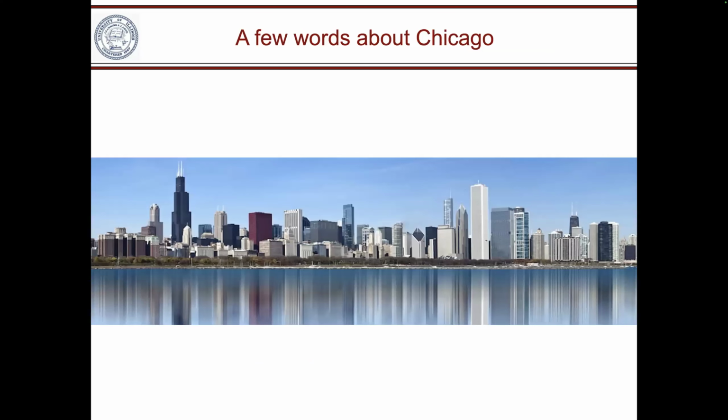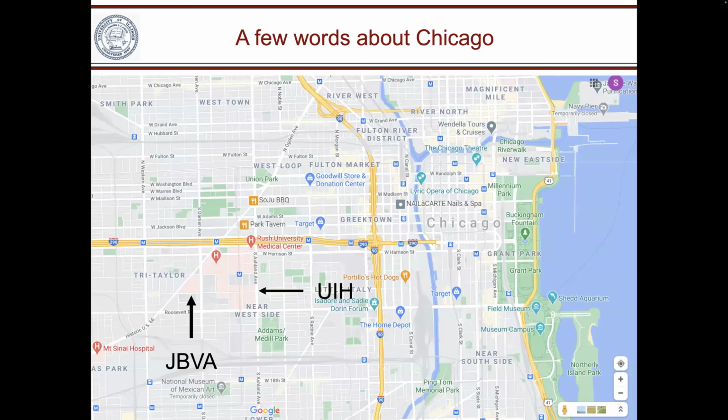So a couple words about Chicago. It's a wonderful town. I'm sure many of you have been here either to visit or maybe you've lived here. So just to give you a bit of perspective about where we're located in town. We're just outside the West Loop. If you can see the pointer on my screen, JBVA, Jesse Brown VA Hospital, and UI Hospital are basically just across the green from each other.